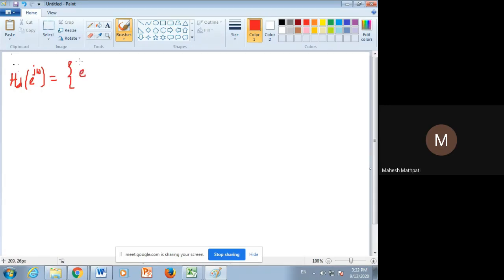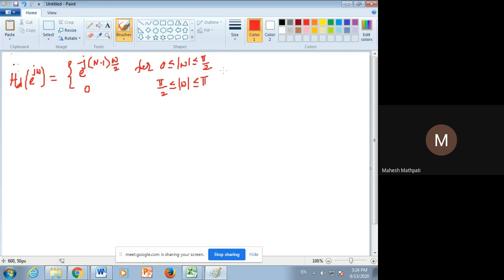hd of e power j omega equals e power minus j n minus 1 omega by 2 for 0 less than or equal to magnitude omega less than or equal to pi by 2, and is 0 for pi by 2 less than or equal to magnitude omega less than or equal to pi.